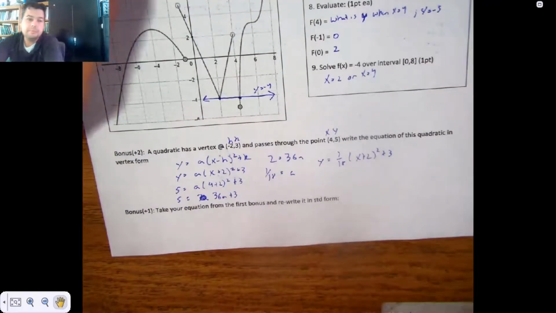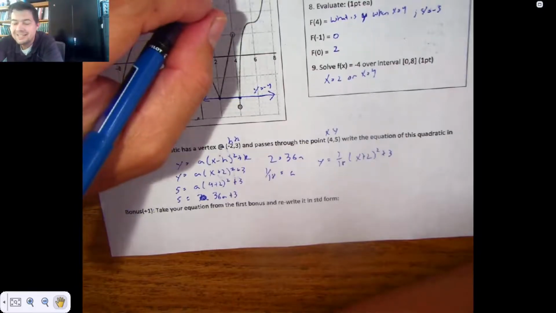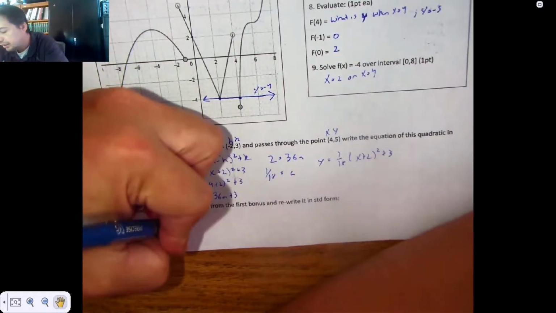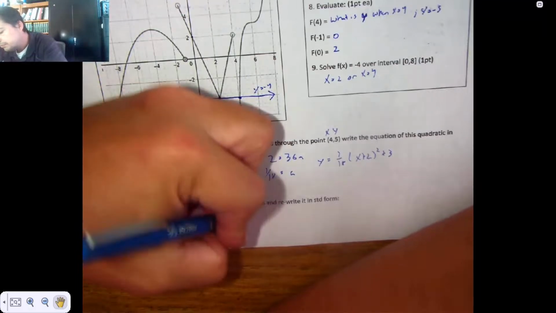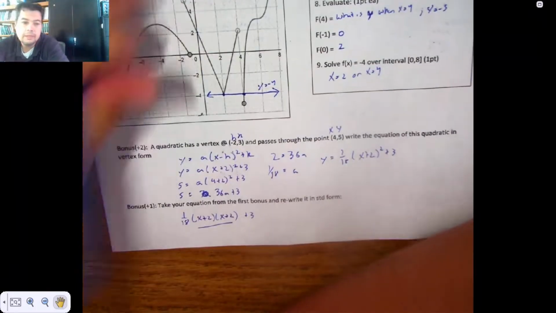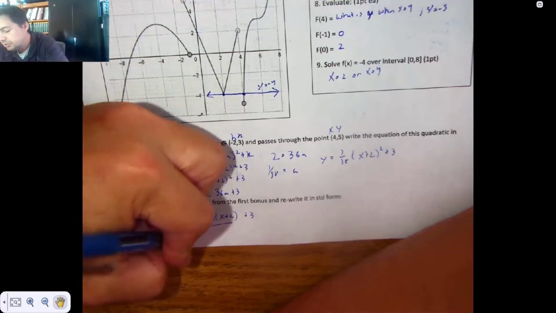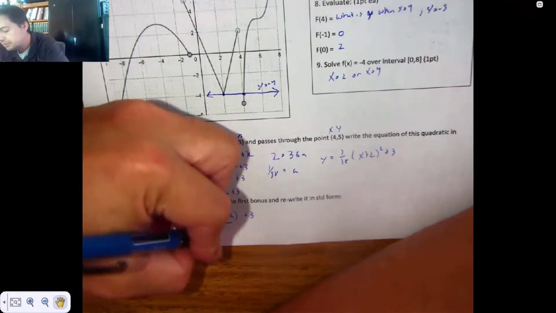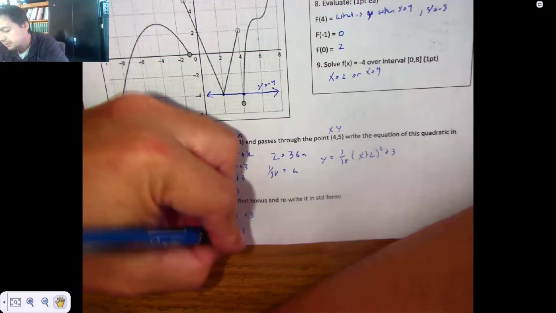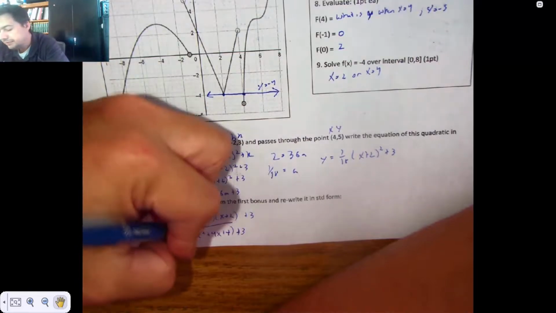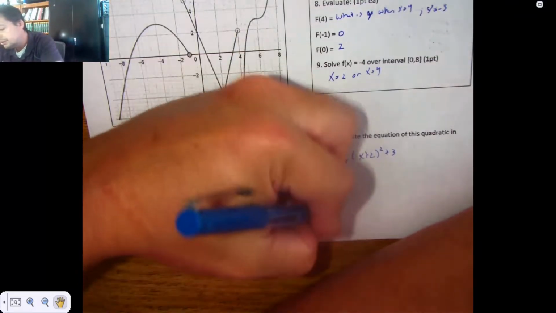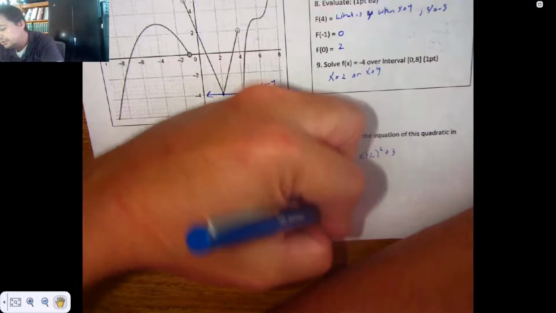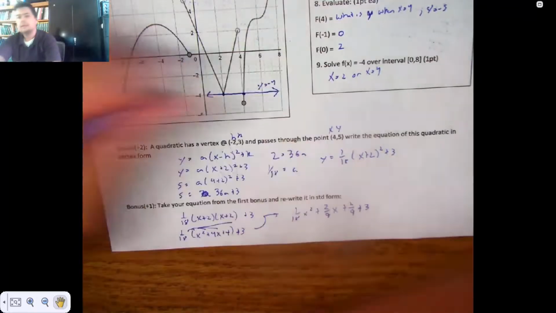All right, next part, bonus. Take your equation from the first bonus and rewrite it in standard form. So to do that, I'm going to write the (x plus 2) squared piece down twice. And I'm going to FOIL this. x plus 2 times x plus 2 should be x squared plus 4x plus 4. And then I'm going to distribute my 1/18 in. I'd have 1/18 of x squared plus 4/18, which is 2/9 x, plus another 4/18, which is 2/9, and then plus 3.